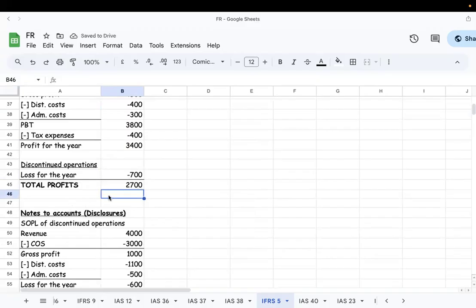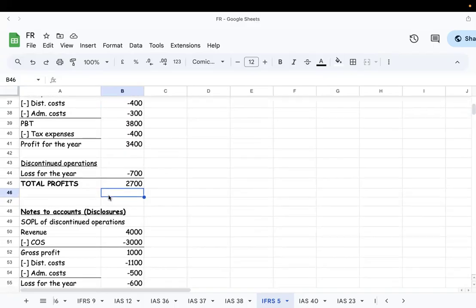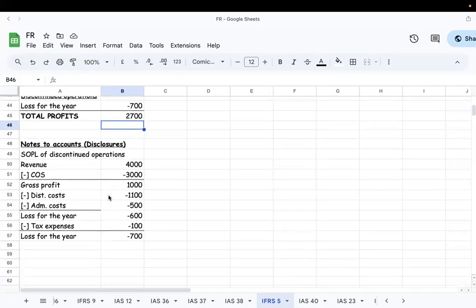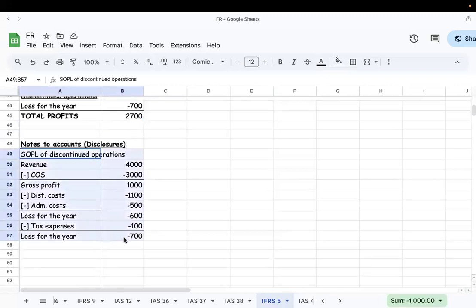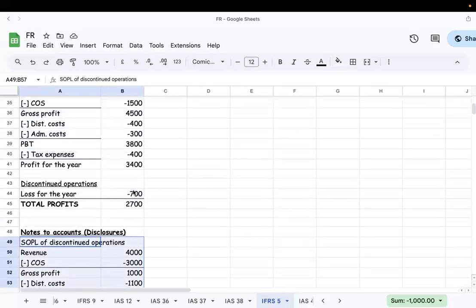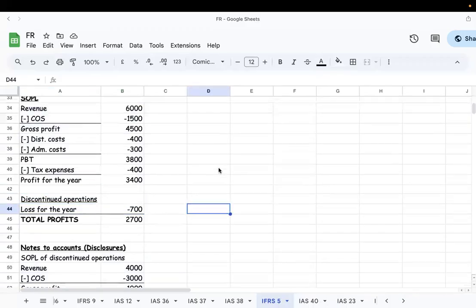So you removed that particular item from the company's overall SOPL income statement, and then you did a separate note to accounts, a kind of disclosure, where you have separately shown the SOPL of the discontinuing operations, and this result is being taken over the overall results as discontinued operations. Now we're going to move towards the next standard.